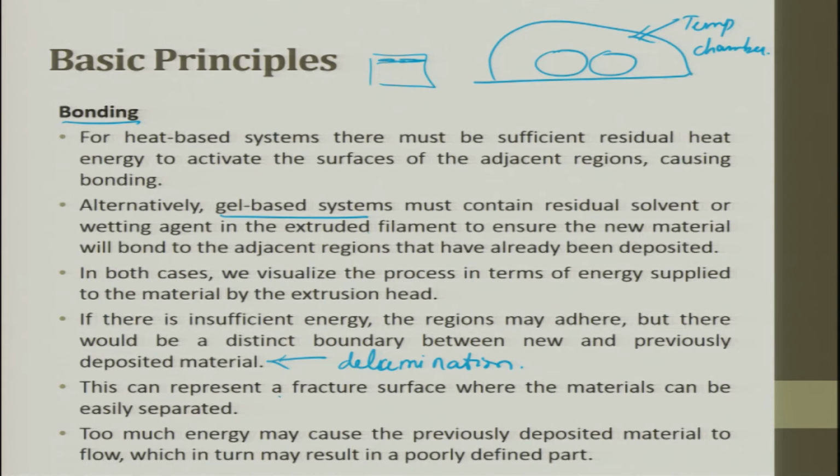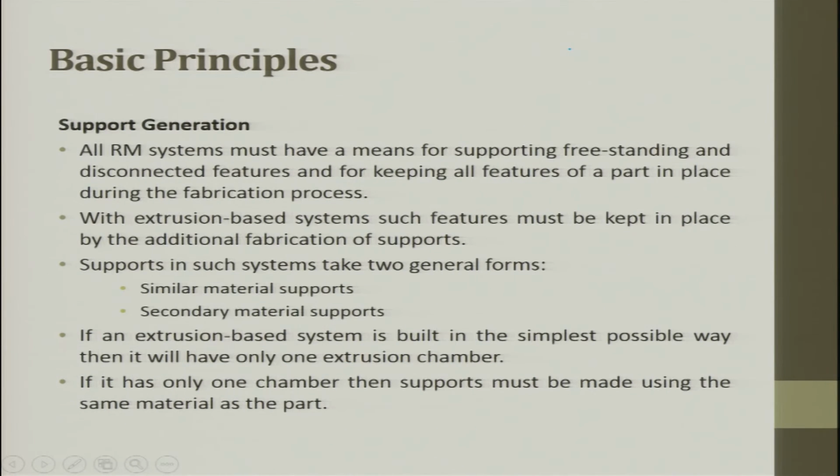This can represent a fracture surface where the material can be easily separated. Too much energy may cause the previously deposited material to flow, which in turn may result in poorly defined material. So, if you make the temperature very high, then this fellow will also be viscoelastic, this fellow will also be viscoelastic. So, there will be a very poor surface.